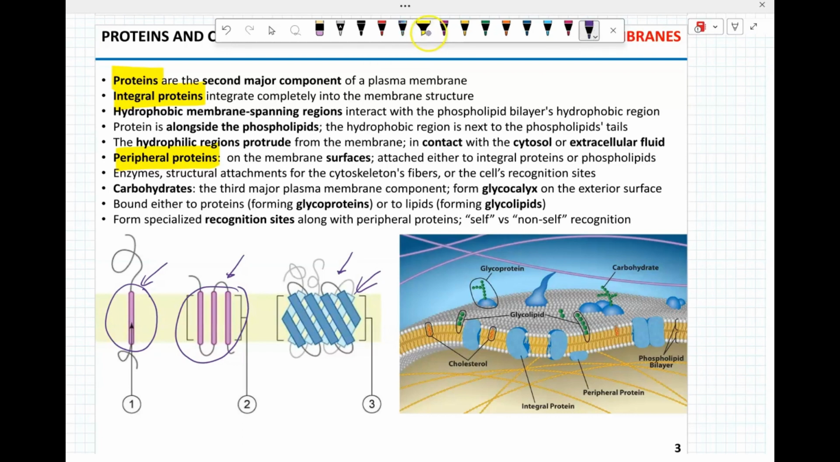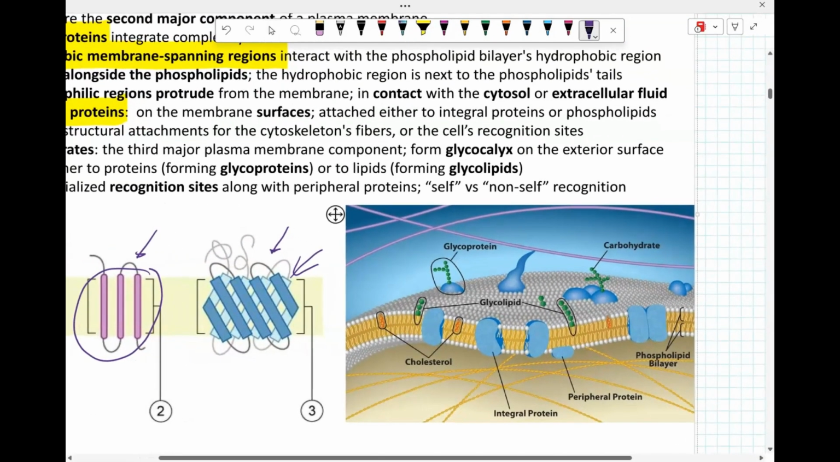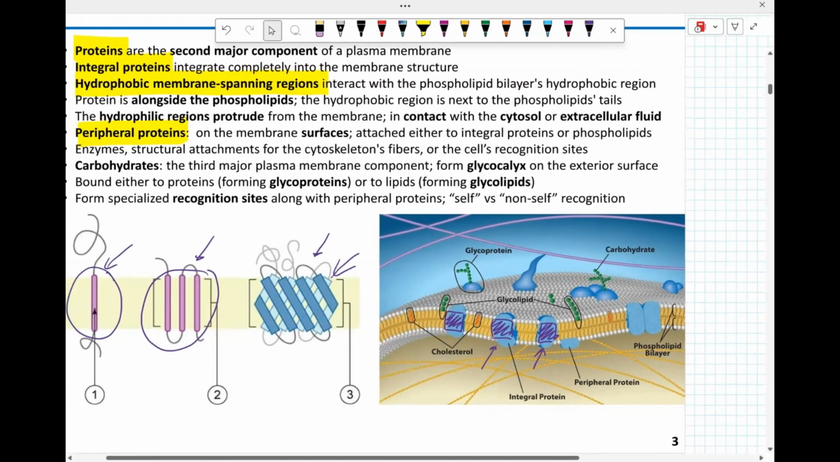The membrane spanning regions of the proteins are unsurprisingly hydrophobic, because they have to interact with the hydrophobic core of the membrane. You can see on this illustration here transmembrane integral proteins spanning the membrane, and most likely this part of each protein will be composed of hydrophobic amino acids.